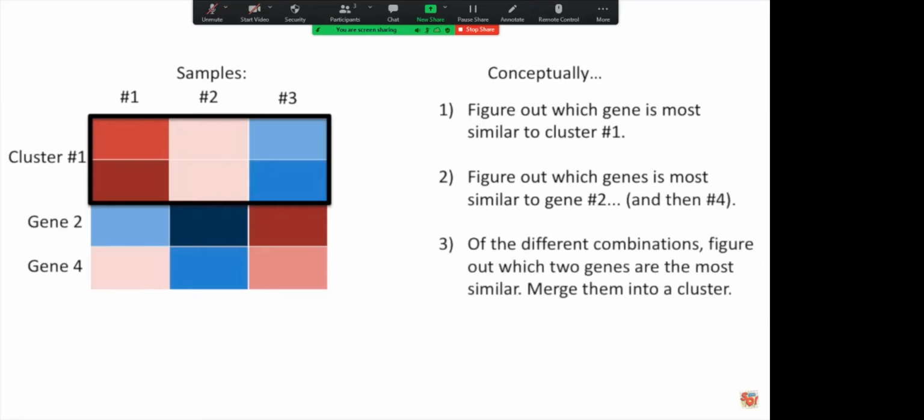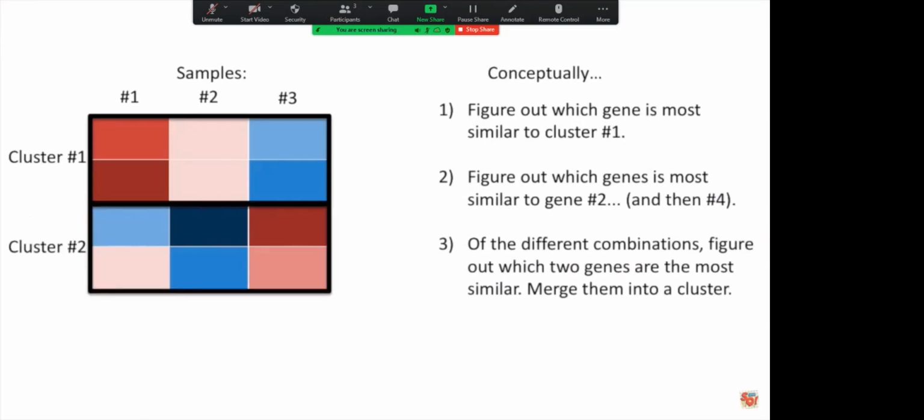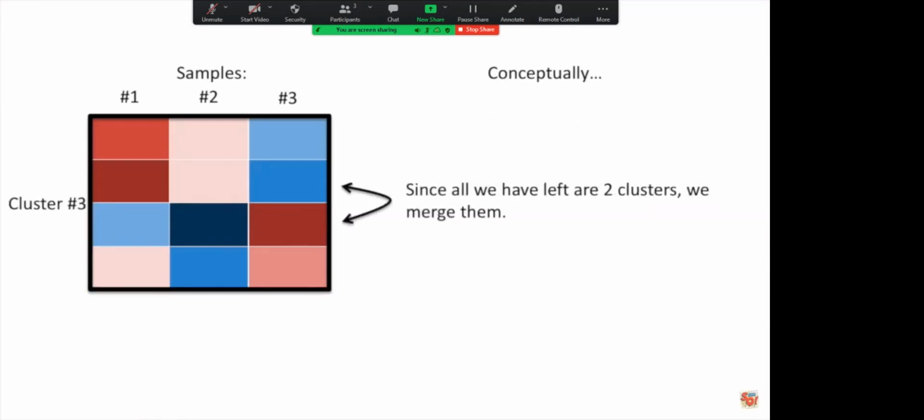Of the different combinations, figure out which two genes are the most similar. Now merge them into a cluster. In this case, genes 2 and 4 are the most similar combination. So we've merged them into a cluster. Now we go back to step 1. However, since all we have left are two clusters, we merge them. Bam! We're all done.